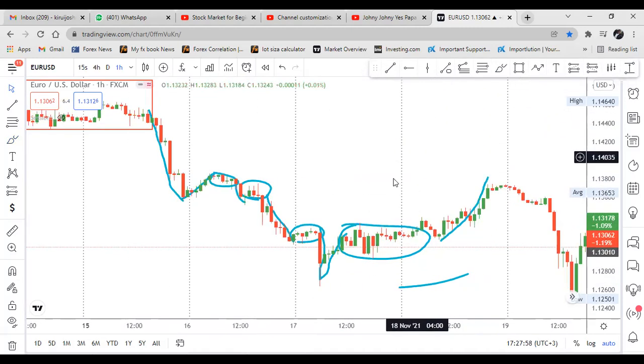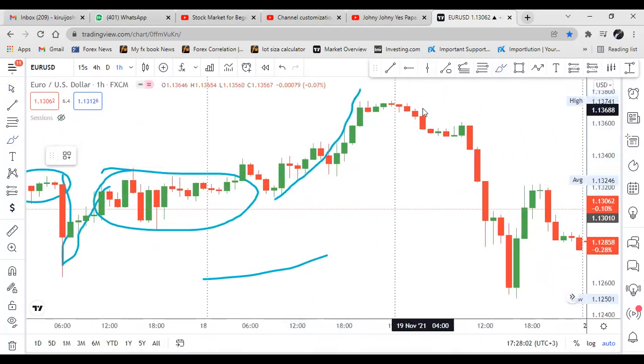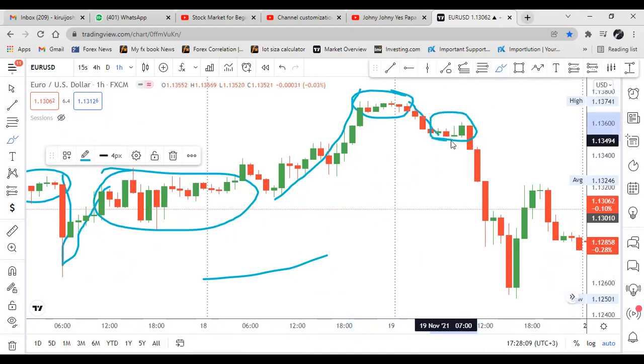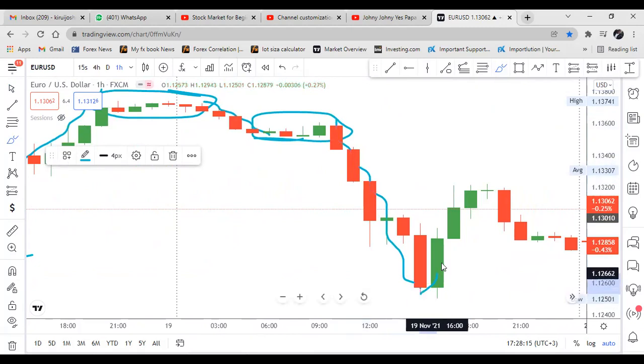Then after that bullish move, the market did a small consolidation here, then made this bearish movement, did another consolidation, and made this bearish movement. After the bearish movement, it made also a bullish movement to this high.